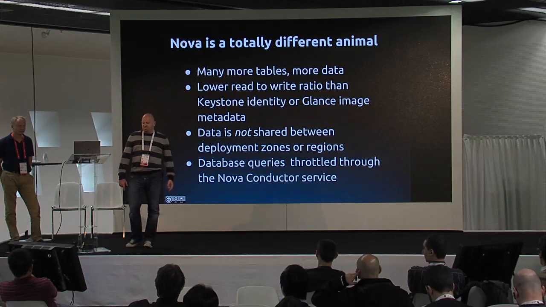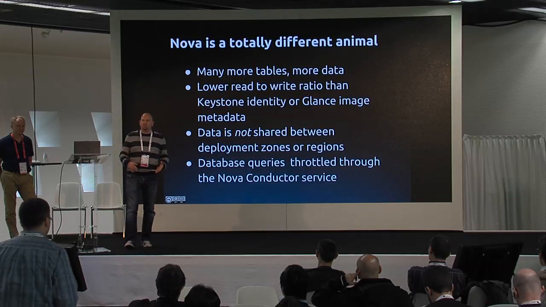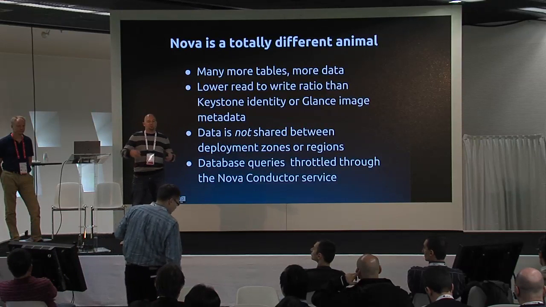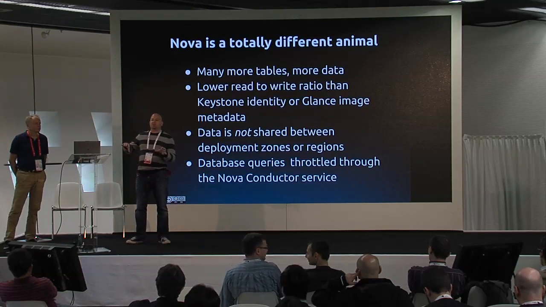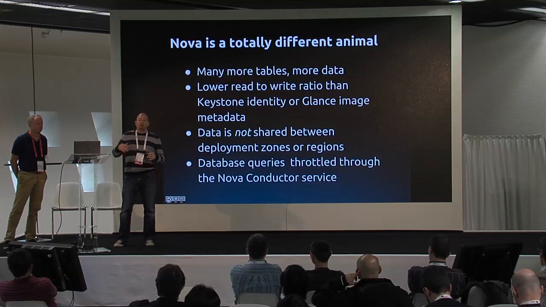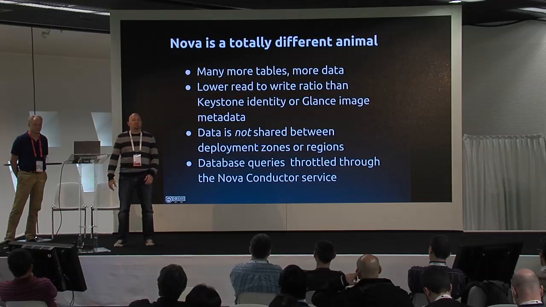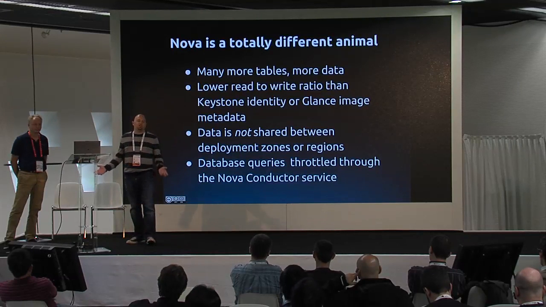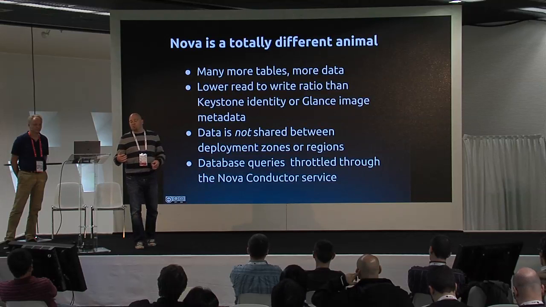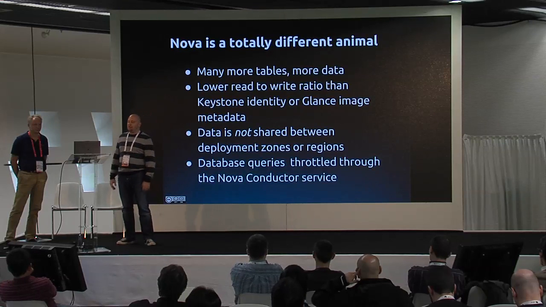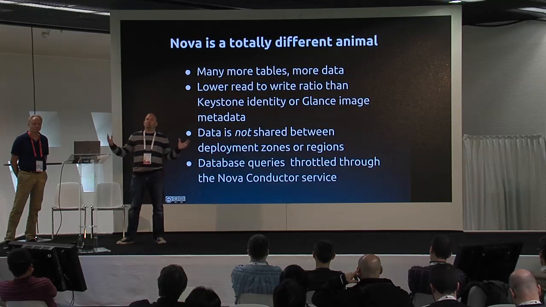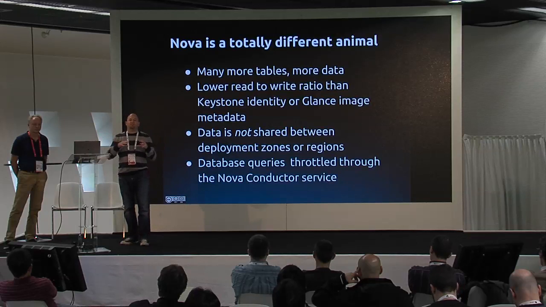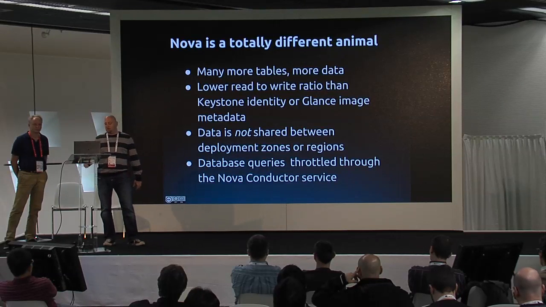It's not shared between the regions, like I said, and all of the database queries are throttled through something called the Nova Conductor service. It used to be that all the Nova compute workers, which are the daemons that actually help spin up and orchestrate the virtual machines on the resource provider hosts, would connect into the databases directly. Well, once you get into thousands and thousands of compute nodes, each consuming one or more database connections, that quickly becomes problematic. And so the Nova Conductor service is the way that Nova throttles all of those distributed database queries through the message queue and then into the database from the Nova Conductor service.